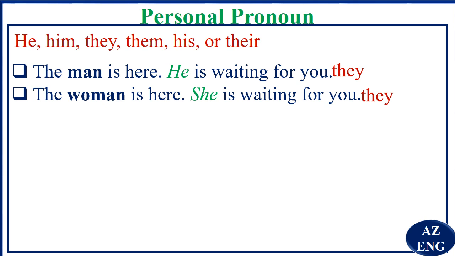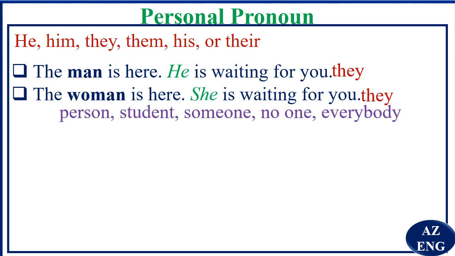But have a look at the words person, student, someone, no one, everybody. You can think of more examples. When you use these words, you know that it's either a male or a female. A person can be a male or a female. Here it's not like man or woman. Student too, a male or a female. So if you are using them, how do you use the words? Don't worry, let's have examples.